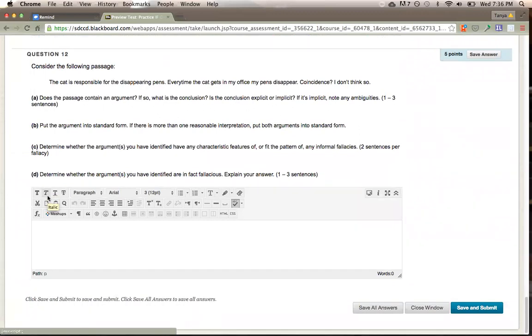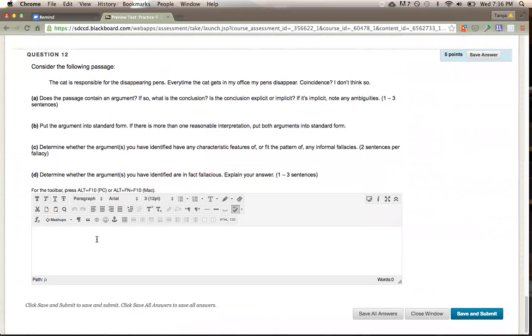Let's do the final one. The cat is responsible for the disappearing pens. Every time the cat gets in my office, my pens disappear. Coincidence? I don't think so. So is it an argument? If so, what is the conclusion?